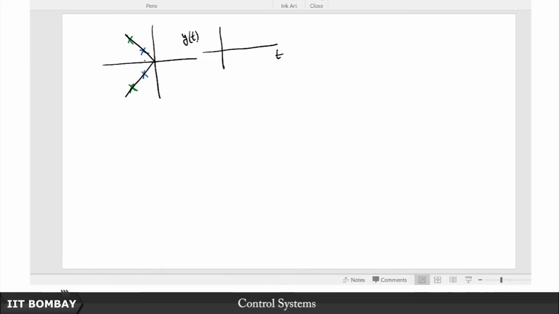You see that these are both poles that lie on the constant zeta line. So what do we know about the constant zeta line? We know that the percentage overshoot of the system is exclusively a function of the zeta. So if you keep zeta constant, the percentage overshoot of both these systems marked in blue and green should be identical. So what comes hand in hand with the percentage overshoot?